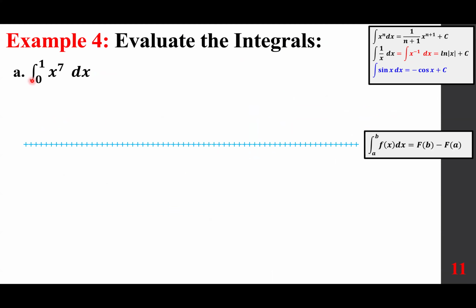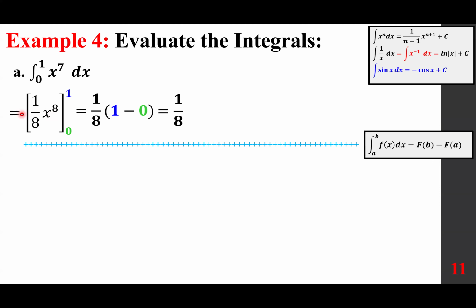We want to evaluate the integral from 0 to 1 of x to the power of 7 dx. So the integral from a to b of f(x) dx is capital F of b minus capital F of a. So the antiderivative is 1/8 x to the power of 8. You don't need a constant, and you want to evaluate it from 0 to 1. So we keep the 1/8 out. We plug in 1, we get 1. Plug in 0, we get 0. So 1/8 times 1 minus 0, and it's 1/8.